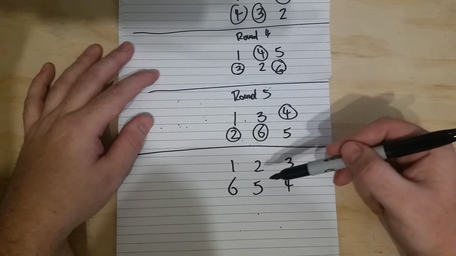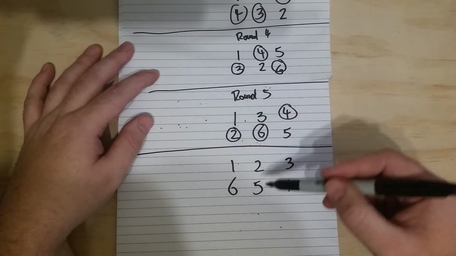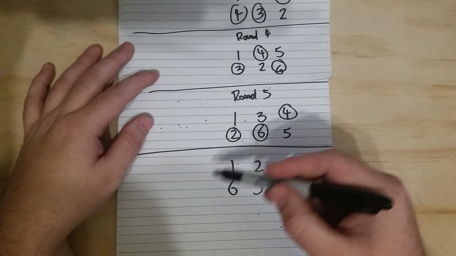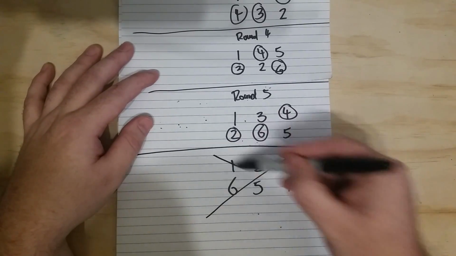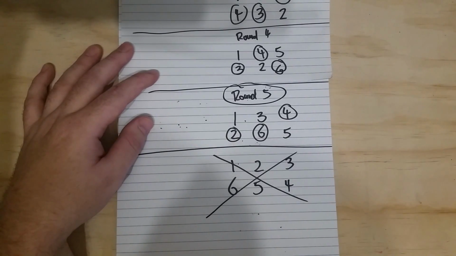Now, as you can see, this is exactly the same as what round 1 was. So 1, 2, 3, 4, 5, 6. That means we've basically looped around and got back to where we started. So this round we've already done, which means round 5 is the last round in the tournament.